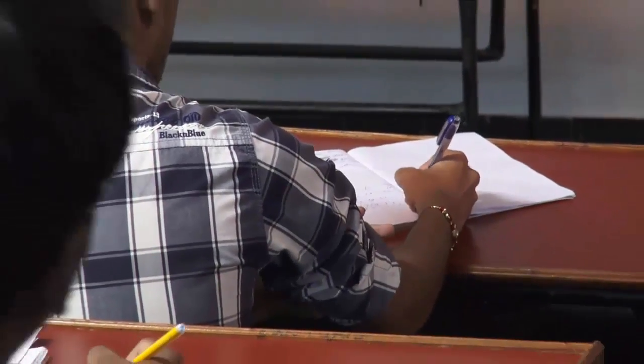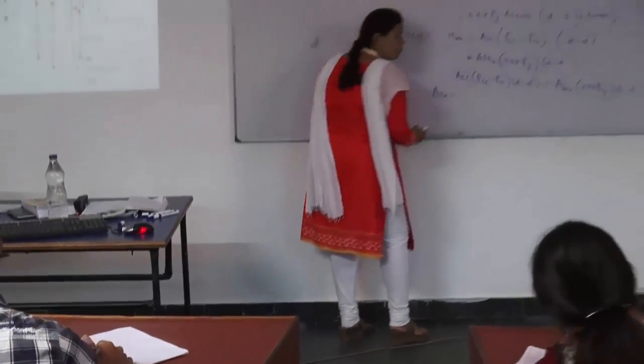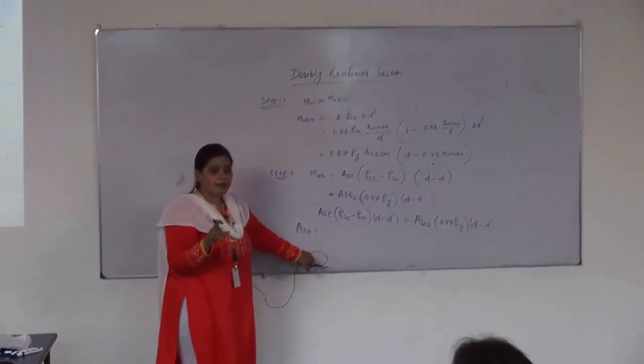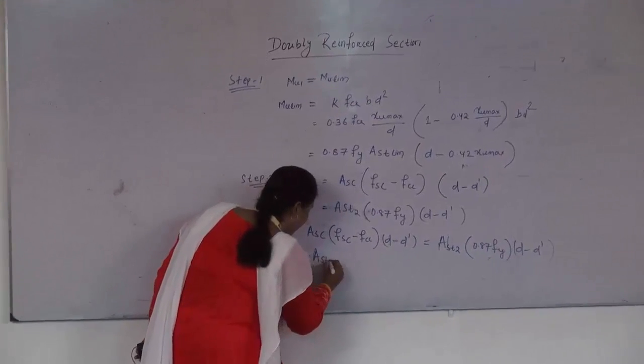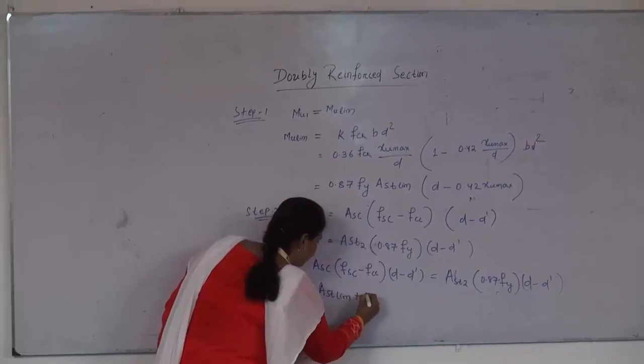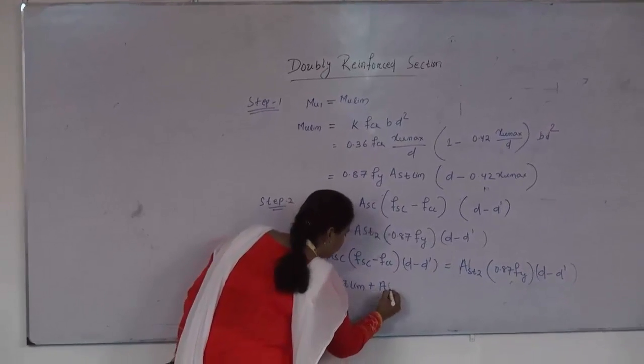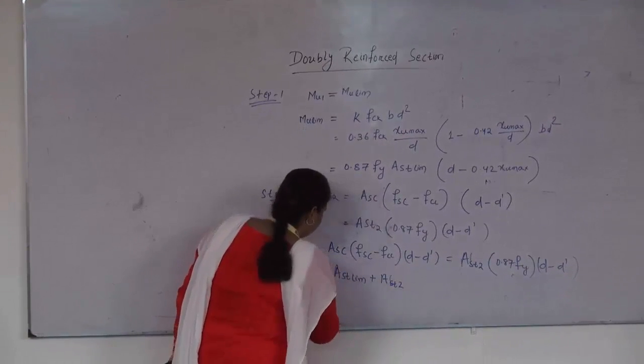Then total tensile reinforcement AST equal to how much? The singly reinforced section has the AST limit. AST limit is nothing but AST1. AST limit plus this AST2 is your total AST.